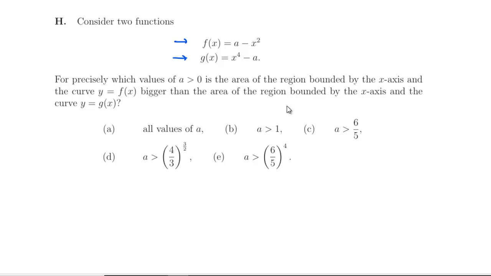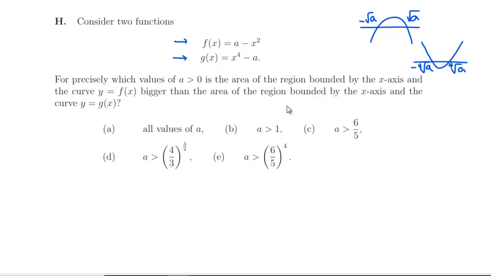What do we want to do? So we've got a negative quadratic, which is going to have roots at plus or minus root a. Okay, so we could do that. And then we've got a positive quartic with no weirdness going on. So that's going to be at minus the 4th root of a and plus the 4th root of a.